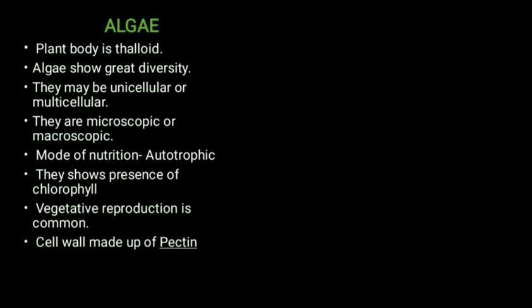So here it is a microscopic part, but you can understand it properly. So there is a cell wall and it is made up of pectin. Pectin is one kind of substance, you can say that. And the examples are Spirogyra and Nostoc. Any two examples are important here. You can give any two examples.